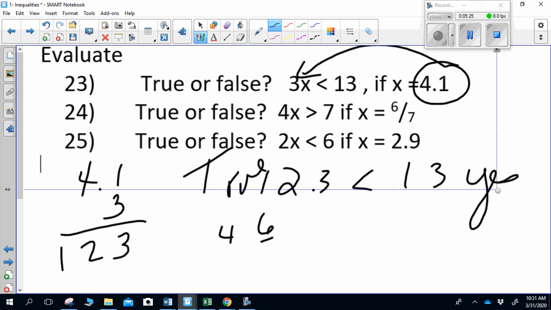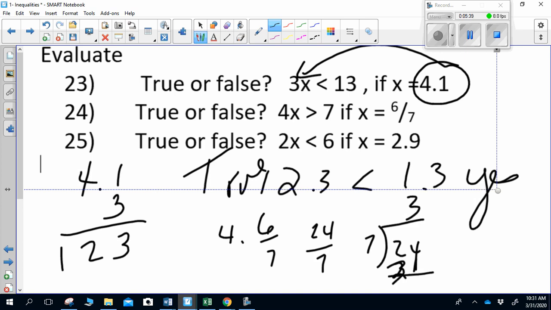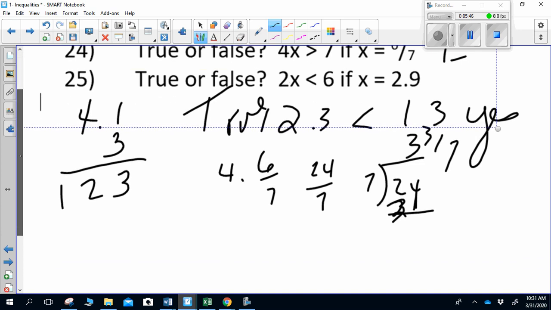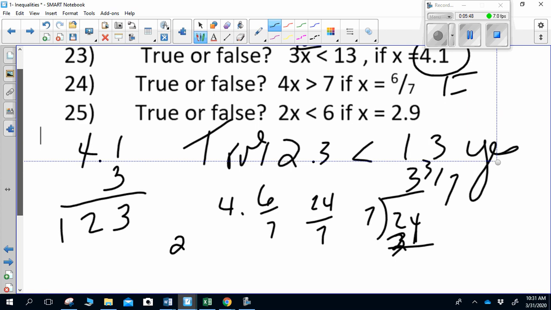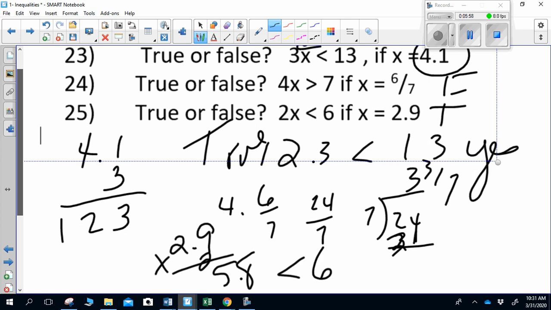4 times 6/7 is 24/7. 24/7 is 3 and 3/7. So this is false because 3 and 3/7 is not greater than 7. And then finally 2x, 2 and 9/10 times 2 is 5 and 8/10. 5 and 8/10 is less than 6, so that is true. So your answers were true, false, true.